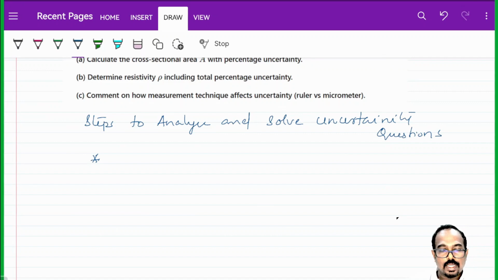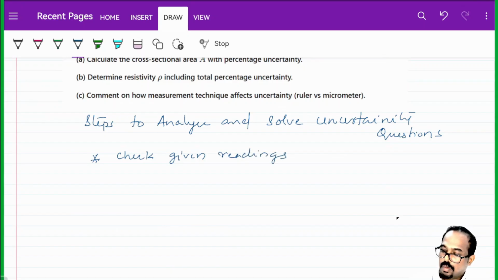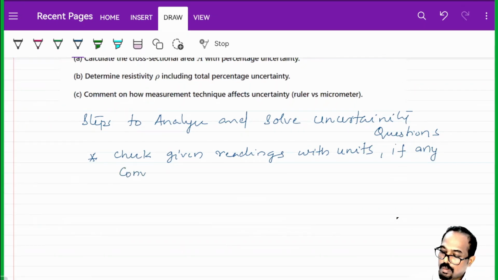First, you need to check the readings. Check the readings with the unit. If any conversion is there, you need to do that conversion initially. So check given readings with units. If any conversion is required, do it. That is the first step.